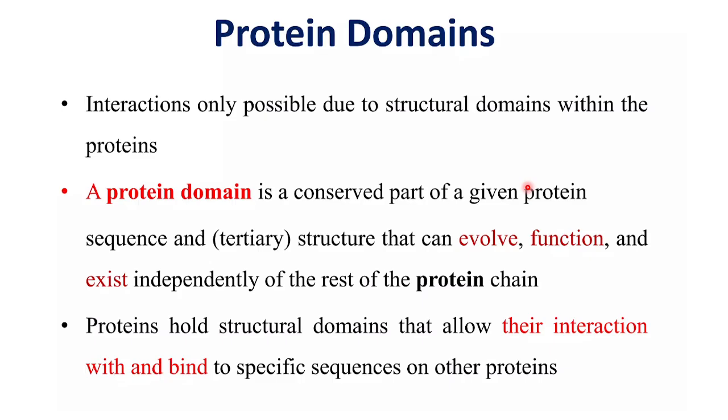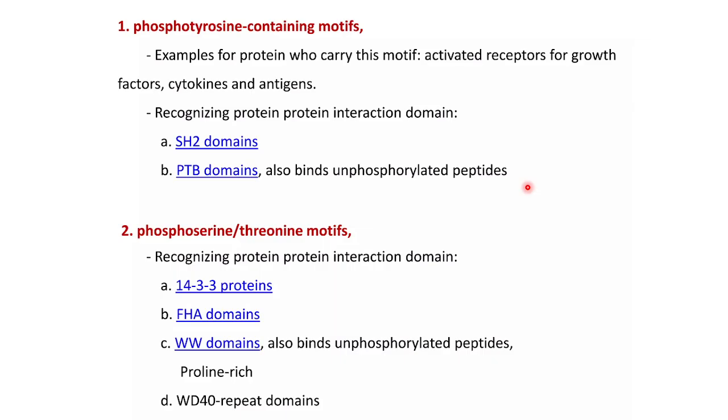Now, proteins hold structural domains that allow them to interact with and bind to specific sequences on other protein molecules. So you have the phosphotyrosine-containing motifs. The proteins that carry the motif include the activated receptors for different growth factors, cytokines and antigens. The recognition protein-protein interaction motifs include the SH2 domains. That's a phosphotyrosine-containing motif. It's a very important motif and function.